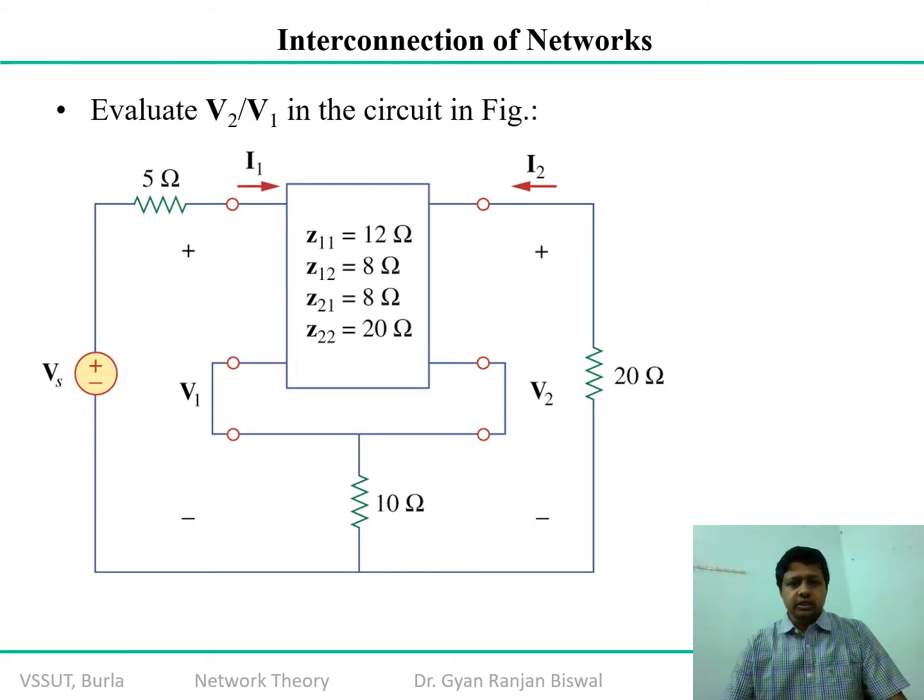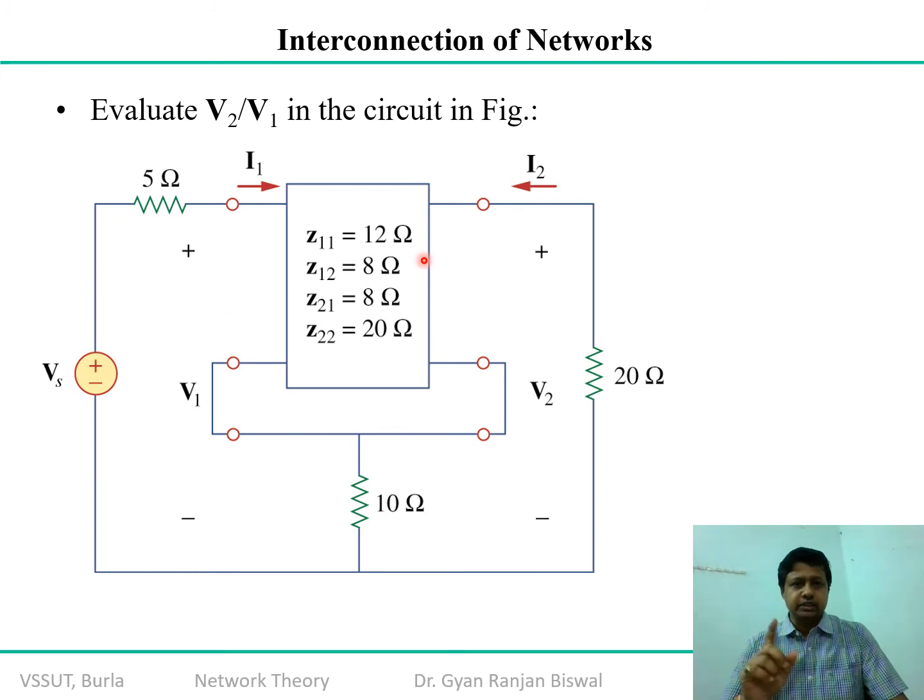So as you can see in this typical problem, the source voltage and V1 are at node 1 dash. This white box, where Z11 is 12 ohm resistance, Z12 is 8 ohm resistance, Z21 is 8 ohm resistance, and Z22 is 20 ohm resistance respectively, creates as a whole one network.